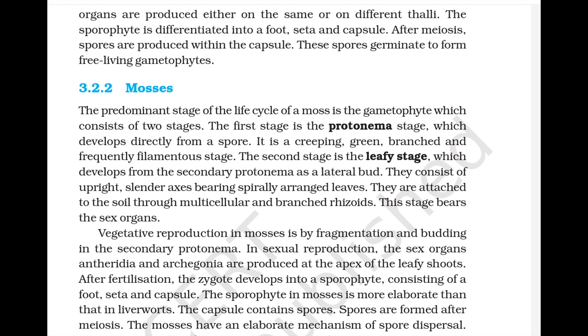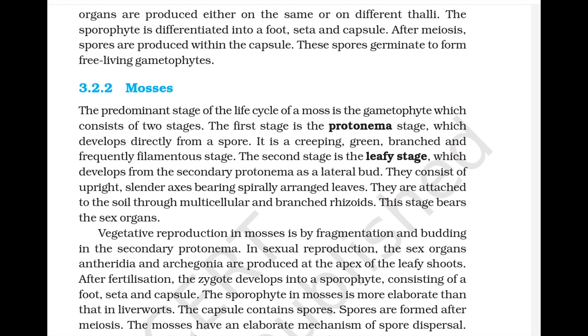They consist of upright, slender axes bearing spirally arranged leaves. They are attached to the soil through multicellular and branched rhizoids. This stage bears the sex organs. Vegetative reproduction in mosses is by fragmentation and budding in the secondary protonema. In sexual reproduction, the sex organs antheridia and archegonia are produced at the apex of the leafy shoots.